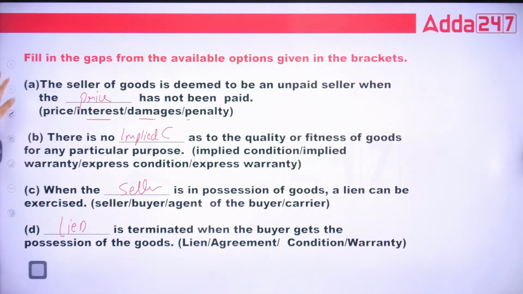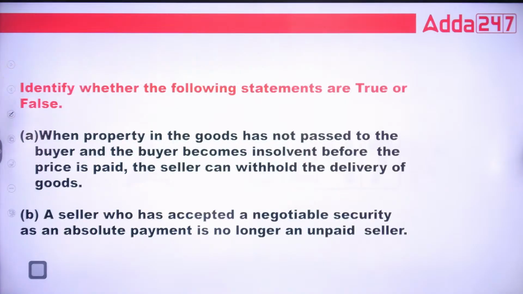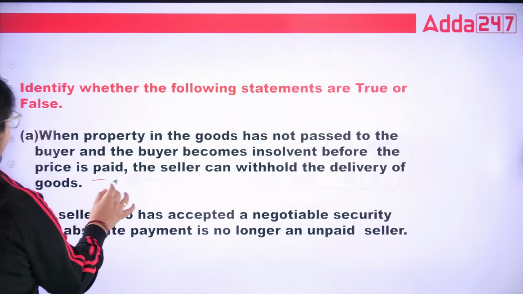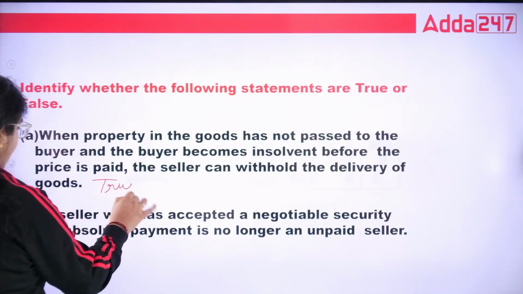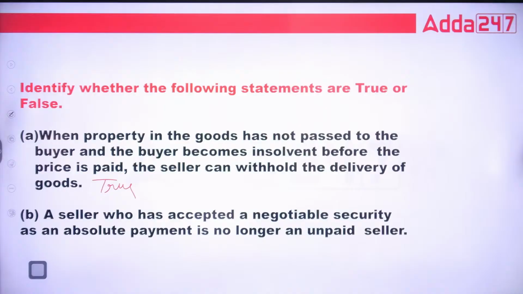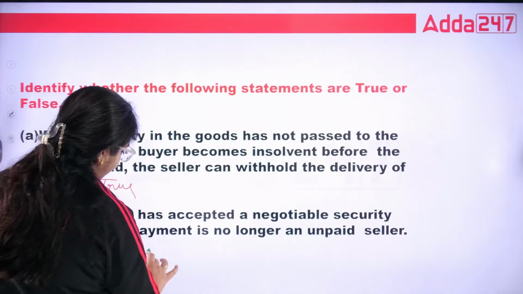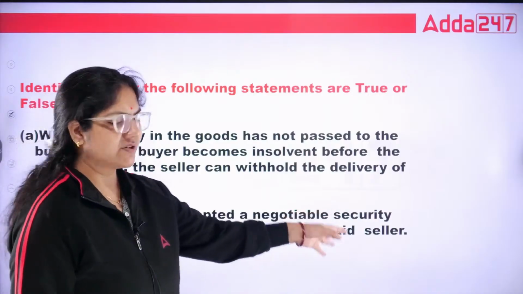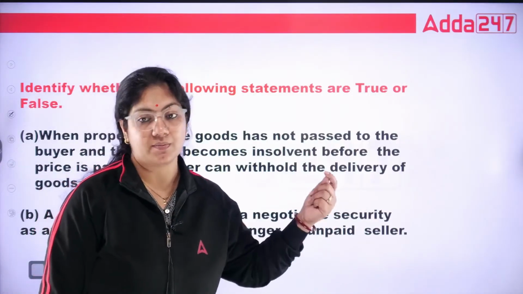When the property in the goods has not passed to the buyer and the buyer becomes insolvent, the seller can withhold the delivery. Yes, this is the right of an unpaid seller. This is a true statement. The seller who has accepted a negotiable security, negotiable means bill of exchange, promissory note, as an absolute payment is no longer an unpaid seller. This is true, because if the buyer had given a cheque or bill of exchange, this is also called the price.